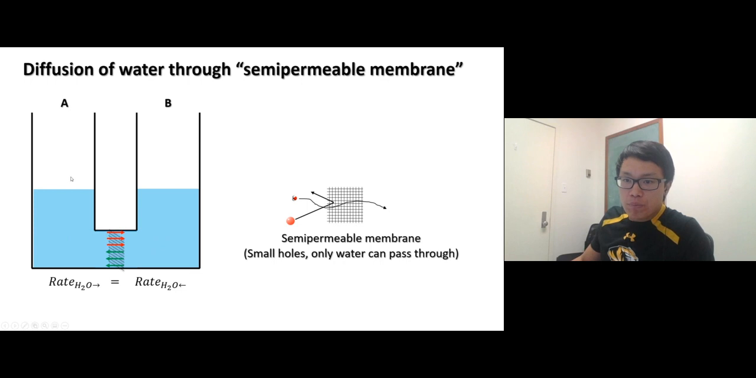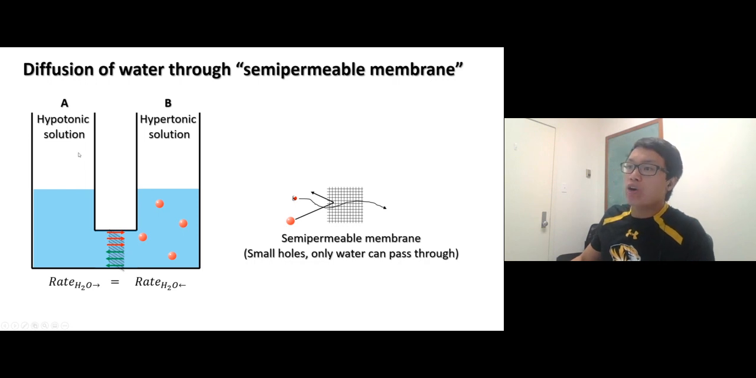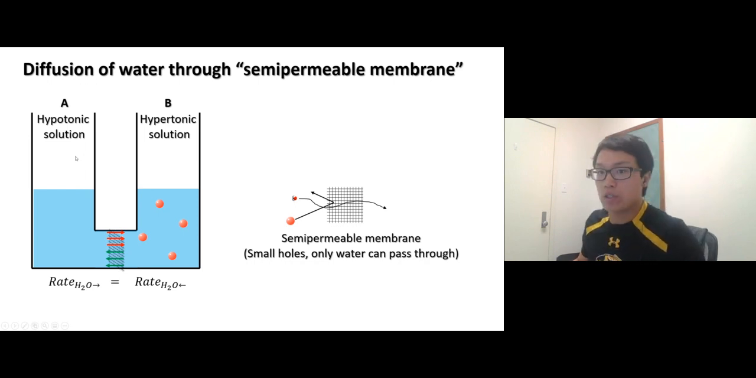Now, here's what happened. I'm going to add salt into compartment B. So here are two technical terms: hypotonic solution, the solution that has lower concentration, and the hypertonic solution, you can guess, has higher concentration, or concentration of whatever we talk about. In this case, sodium chloride. So compartment B has a hypertonic solution, and compartment A has a hypotonic solution.